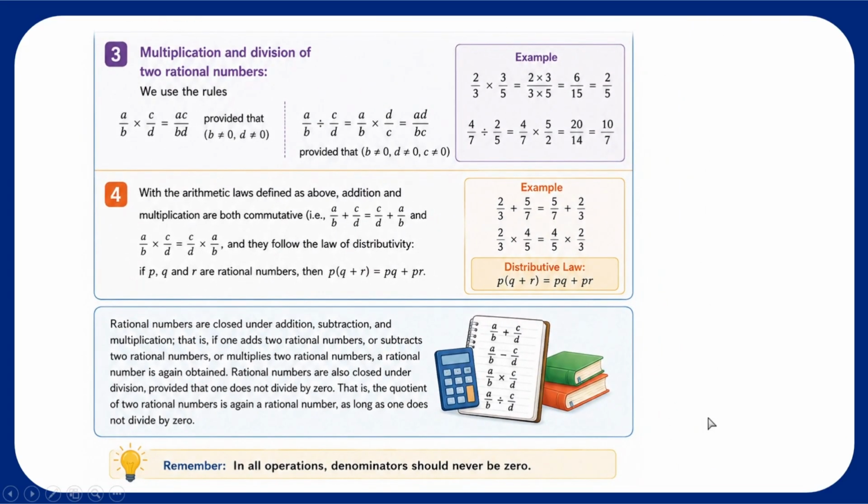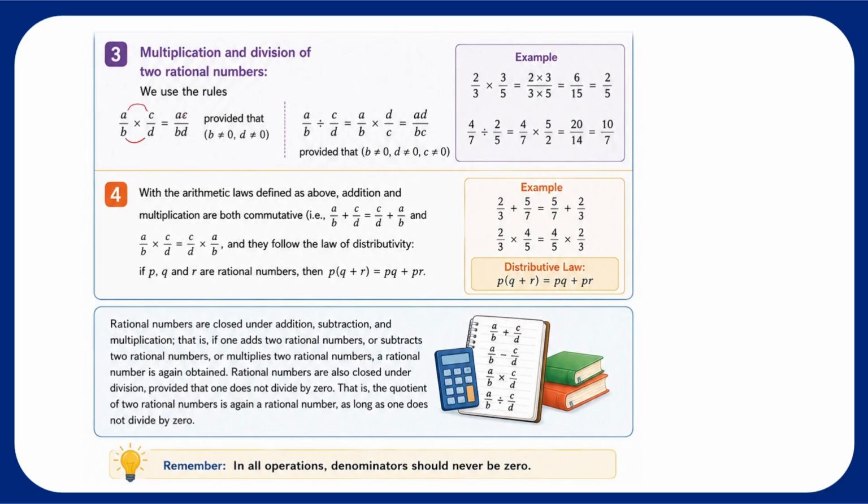The next law, multiplication and division of two rational numbers. So we use the rules a over b times c over d. So how do we multiply? The strategy is we multiply the numerators together and we also multiply the denominators together.